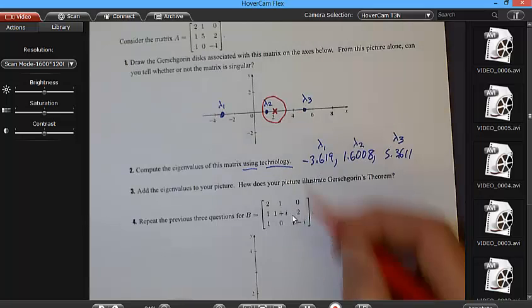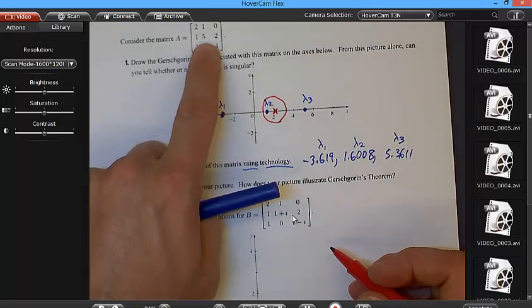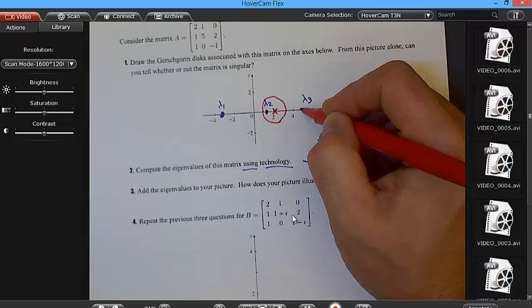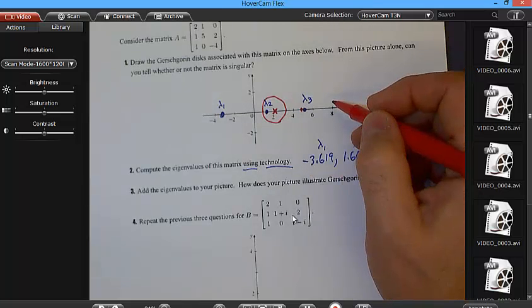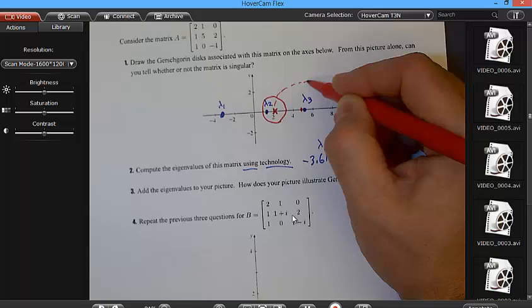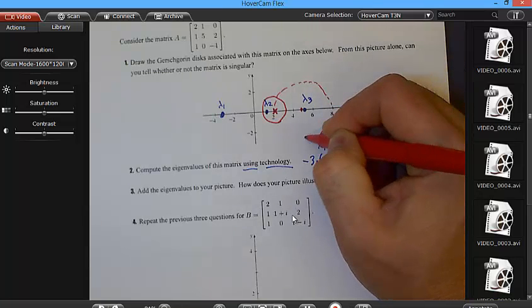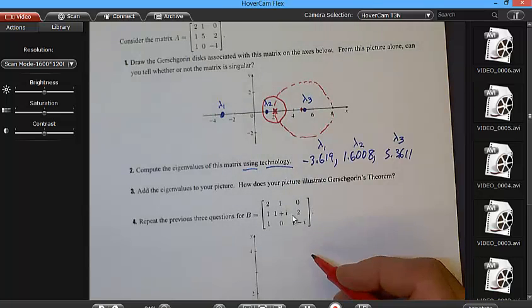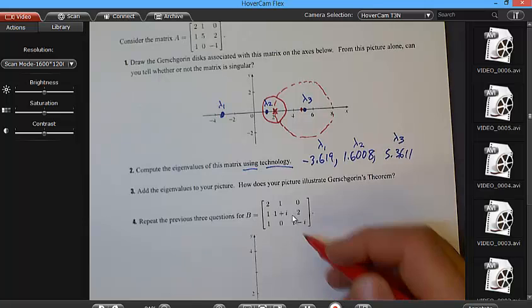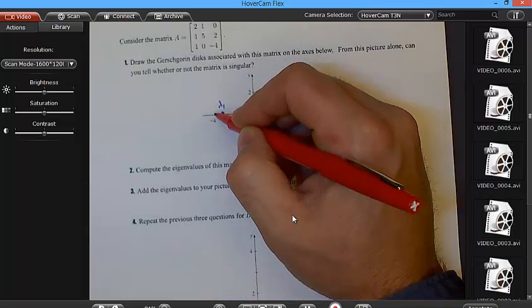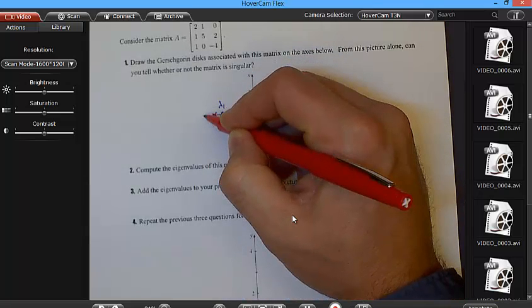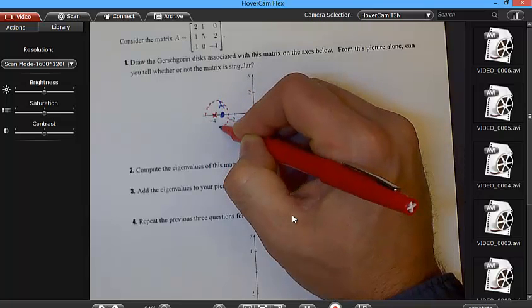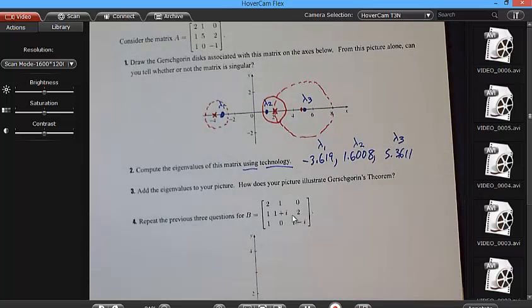Or so. And then 5. Okay, well that's this center. What's the radius? 3. So that goes to 2, and it goes to 8. So this one's a bigger circle. And then, what's the last one? Negative 4, and the radius is 1. So sure enough, because I did number 2 for you guys, we verified the theorem. The eigenvalues are contained in those Gershgorin disks.